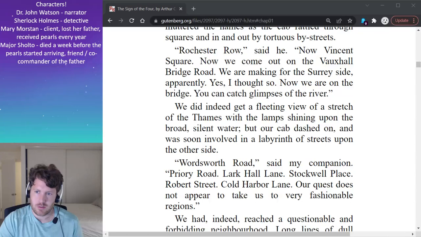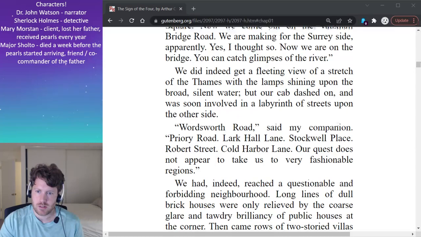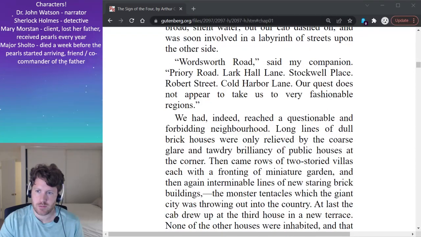We did indeed get a fleeting view of a stretch of the Thames, with the lamps shining upon the broad, silent water. But our cab dashed on, and was soon involved in a labyrinth of streets upon the other side. "Wordsworth Road," said my companion. "Priory Road, Lark Hall Lane, Stockwell Place, Robert Street, Cold Harbour Lane. Our quest does not appear to take us to very fashionable regions."